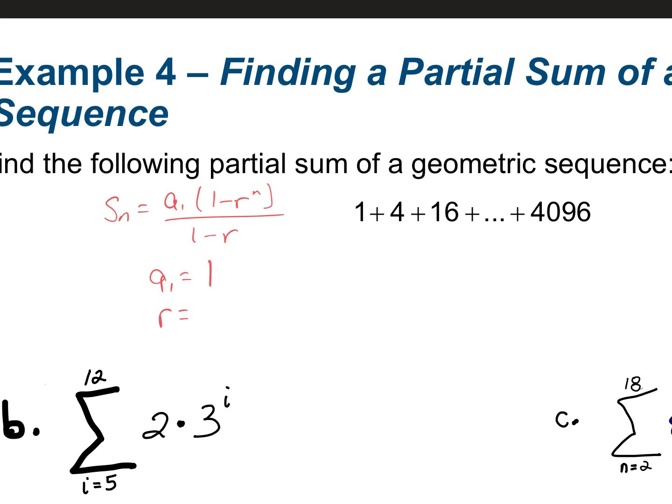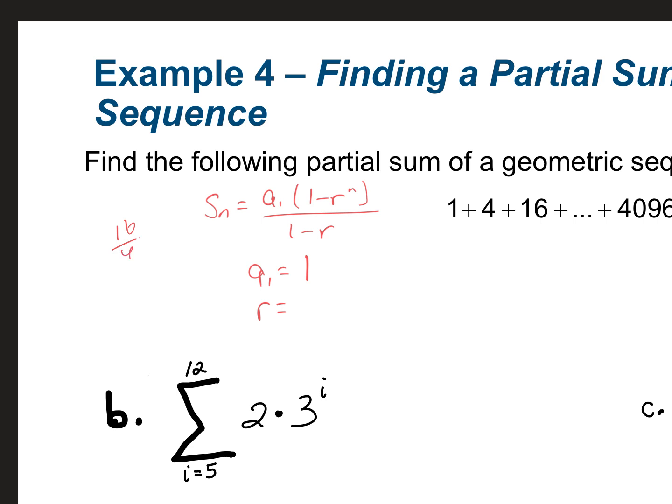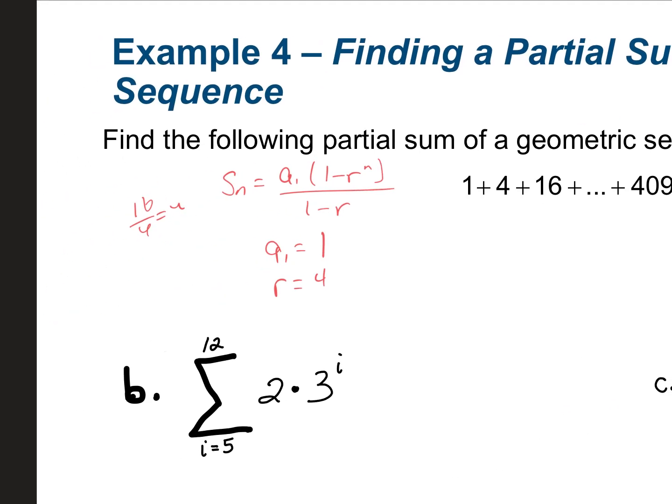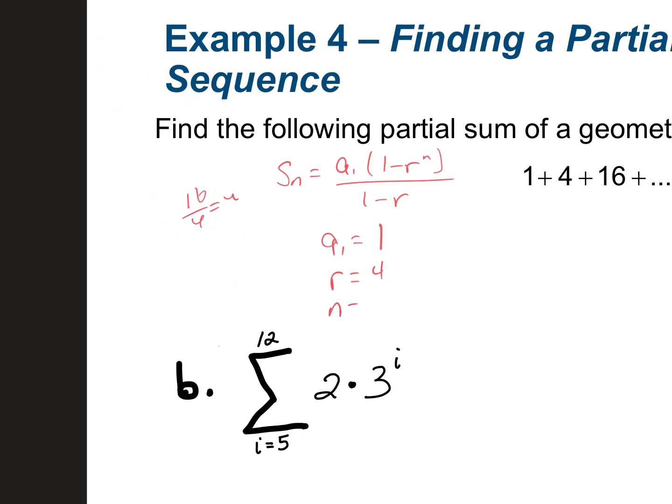How did you get from 1 to the next? Times 4. How can you figure that out? What did I tell you guys to do? Take one term and divide it by the one in front of it. So 16 divided by 4 is 4. So your R value is 4. The last piece of information you need is how many terms are in this sequence. What were you told? How many terms? There's 7. So your n value is 7.